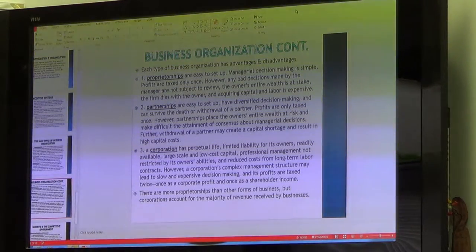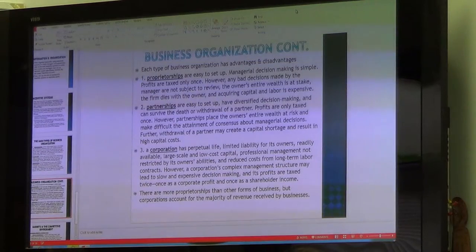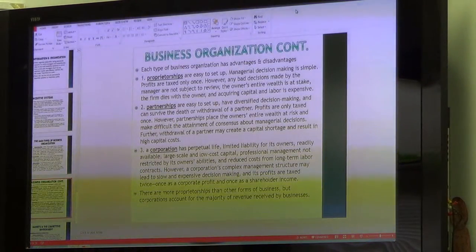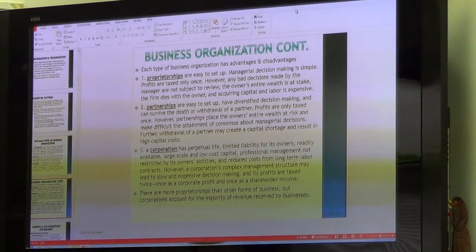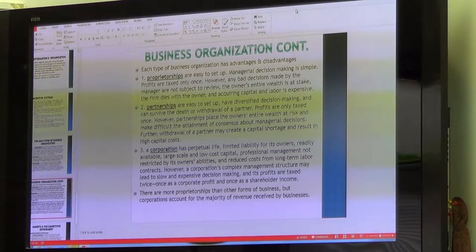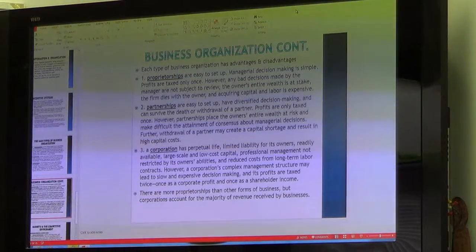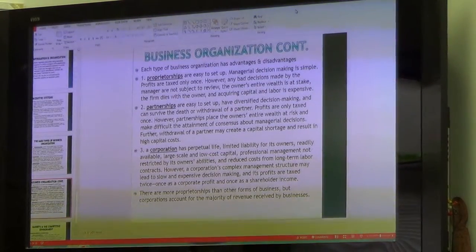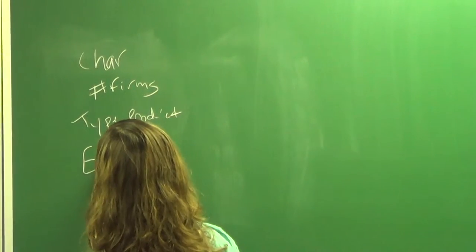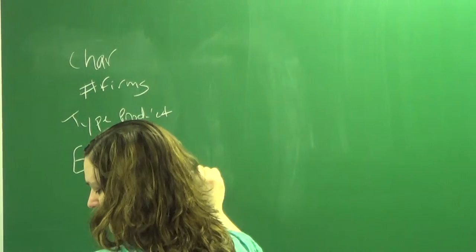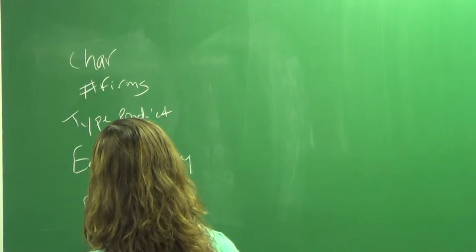Okay, so it broke down market structures, so I don't even know if we will cover this today, but so market structure characteristics: number of firms, type of product, ease of entry, and examples of industry.